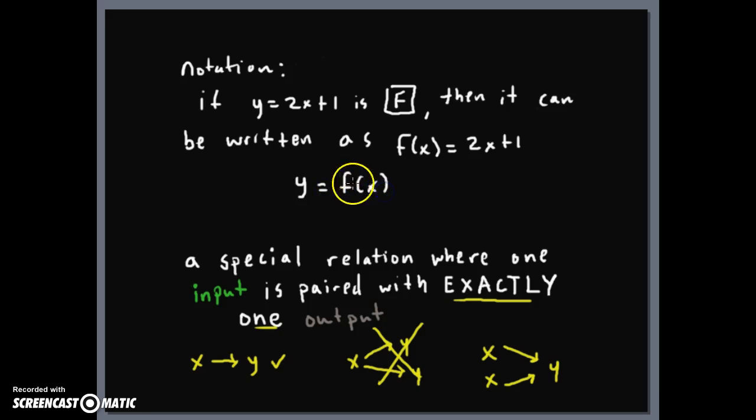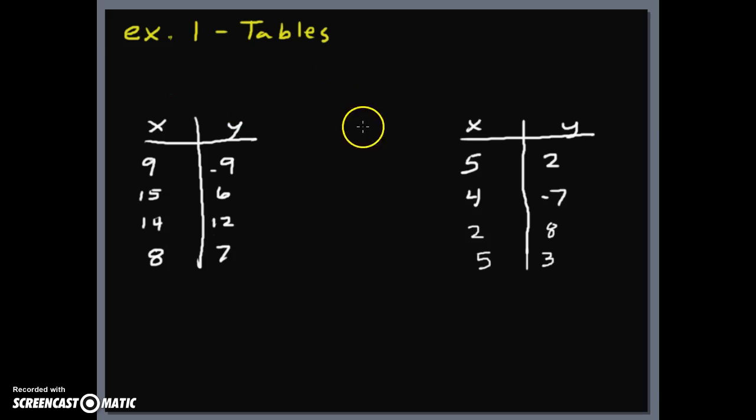When you see f of x, it's the same thing as seeing y, but you know that we've declared it as a function because each input is paired to exactly one output. So let's look at some examples today, what functions look like. The first example is a table. So we've got two tables. One of these is a function, one of them is not a function.